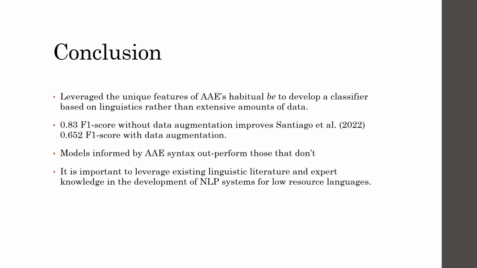In conclusion, our study leverages the unique morphosyntactic features of African American English's habitual be to develop a classifier driven by linguistic insights rather than extensive amounts of data. Using a combination of POS tags and dependency relations, our habitual class achieves an F1 score of 0.83 without data augmentation, marking a significant improvement over Santiago et al. 2022, who attained an F1 score of 0.652 with such augmentation.